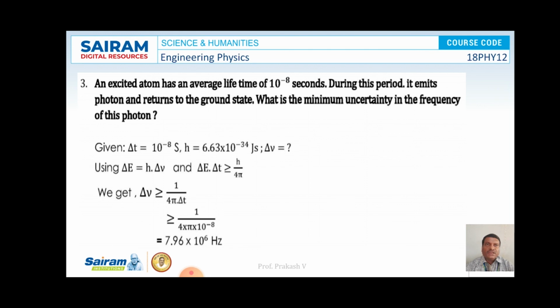So here the average lifetime of the excited atom is considered as 10^-8 seconds. So for this type of photon, what is the uncertainty in the frequency of the emitted photon? So here delta nu is greater than or equal to 1 by 4 pi delta t. So substitute the value of delta t. The value of delta nu is evaluated as 7.96 × 10^6 hertz. So this is the solution for the given problem.